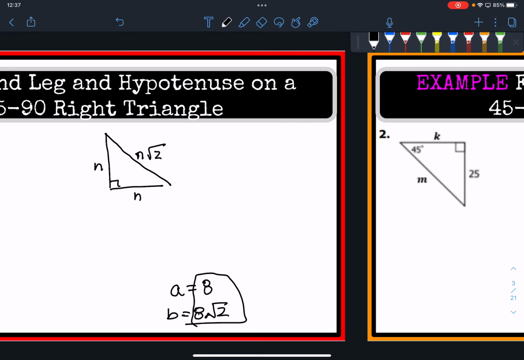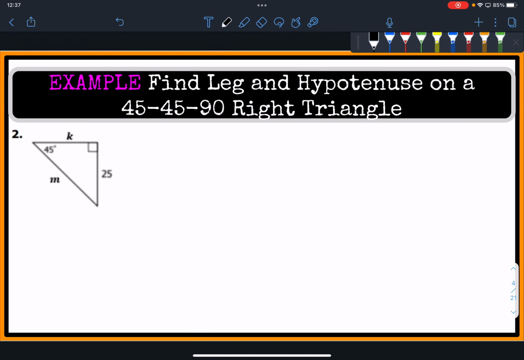Let's move on to example number 2. Similarly, like in the previous example, again, let me just write my ratio. I'll draw my triangle here. N, here's my 90 degree angle, and the hypotenuse would be whatever n is times the square root of 2. I'm going to do the exact same thing. Since this leg is equal to 25, that means that this leg is also going to equal 25. So the value of K is equal to 25.